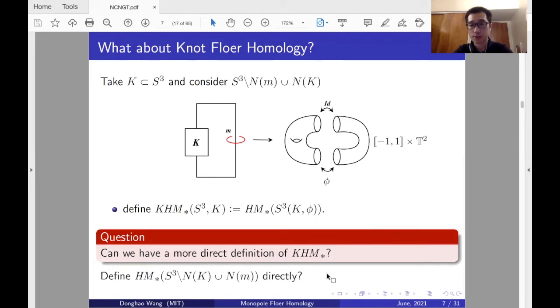There are two essential ingredients. First, we have to specify which metric we want to work with on this space. Secondly, we have to specify the two-form perturbation. So let me tell you the setup in more detail.